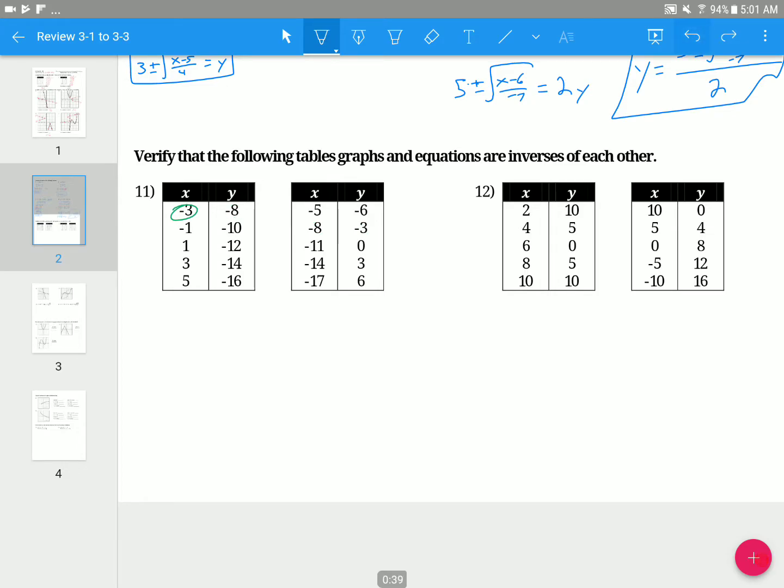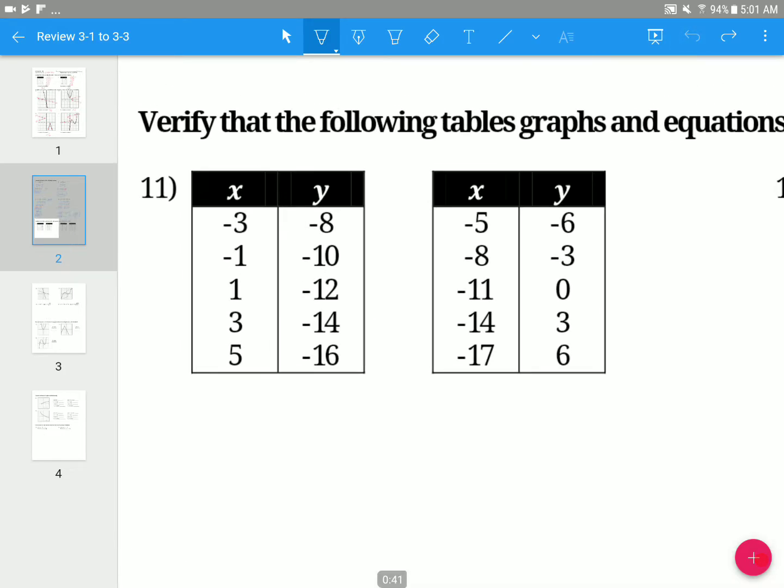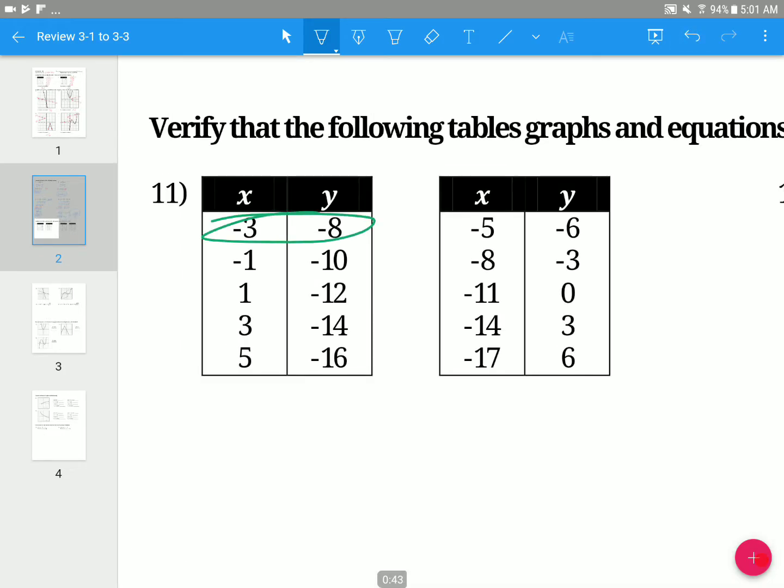Let me erase that. I'm going to write it a little differently. I'm going to zoom in. So that one and that one, they match. Do I have a negative 1? Do I have a 1? No. Do I have a 3 negative? Oh, 3, negative 14. And over here, negative 14, 3.